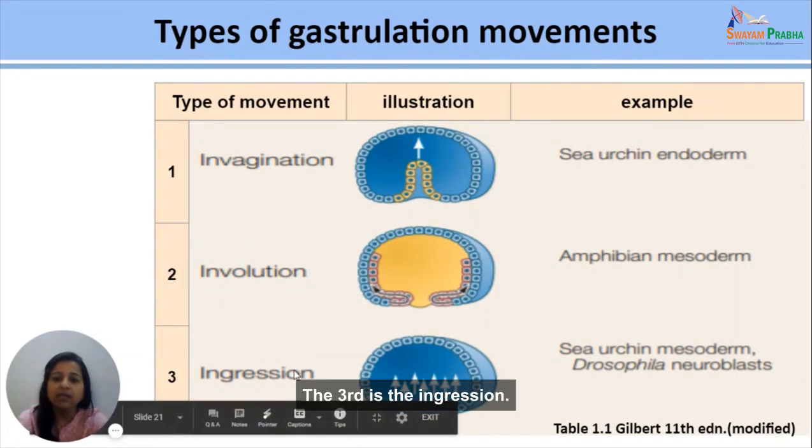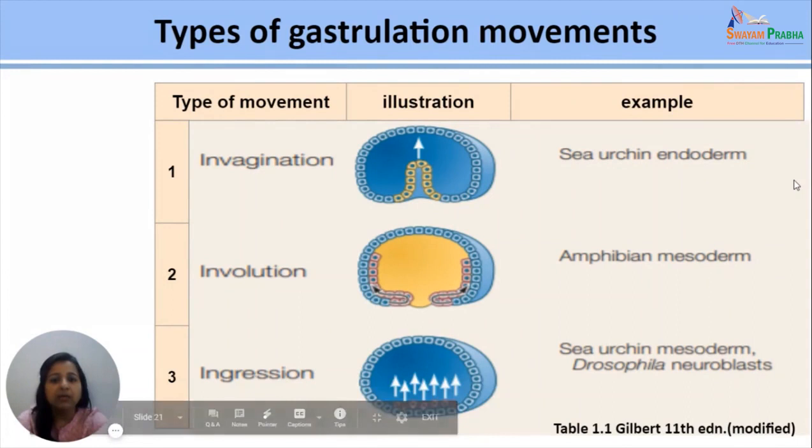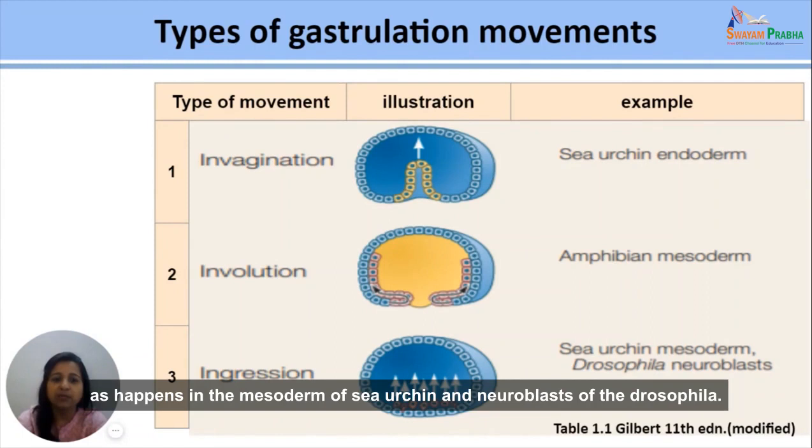The third is the ingression. During ingression, some cells from the outer layer break off from it and move to the interior, or to the blastocoele, as happens in the mesoderm of sea urchin and neuroblasts of the Drosophila.